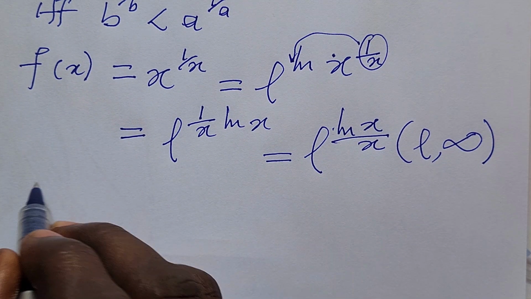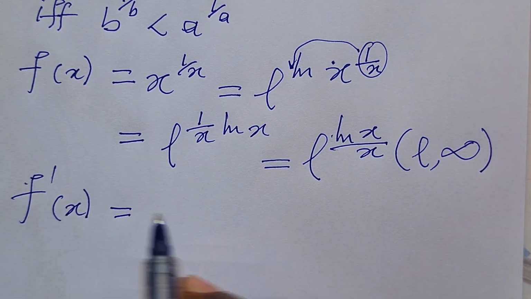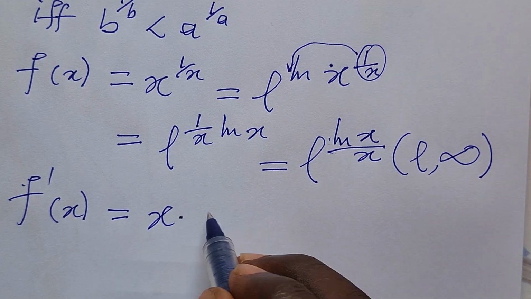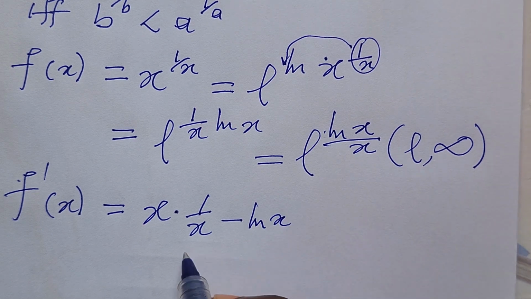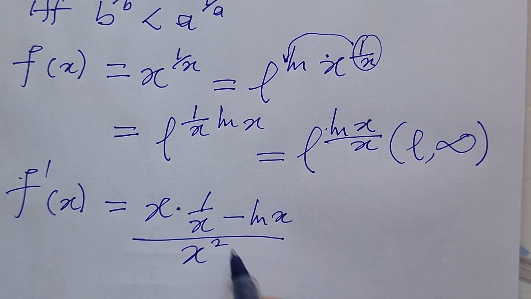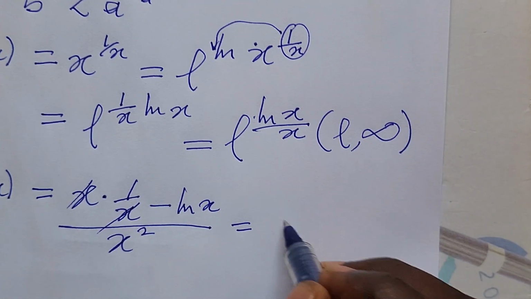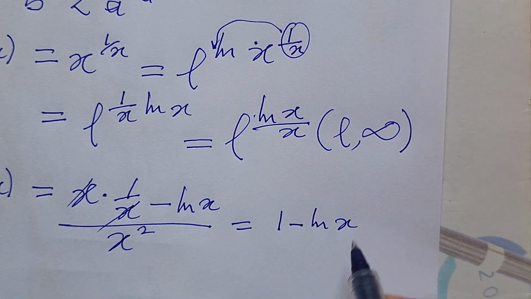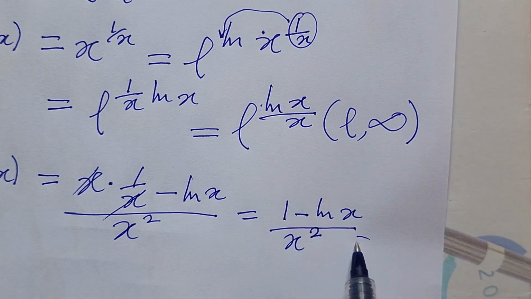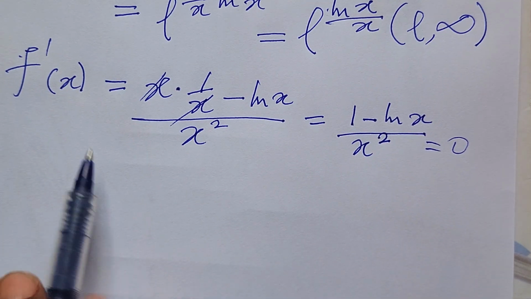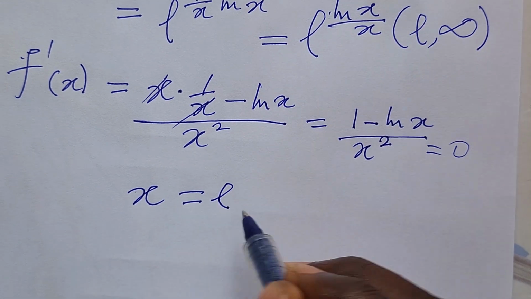So let's go ahead and find the derivative, f prime of x. If we find the derivative, this is going to give us x times 1 over x minus ln of x, everything over x to the power of 2, after differentiating. We know that this cancels out, so we are left with 1 minus ln of x all over x to the power of 2. From this function, setting it to 0, we discover that x is equal to e.